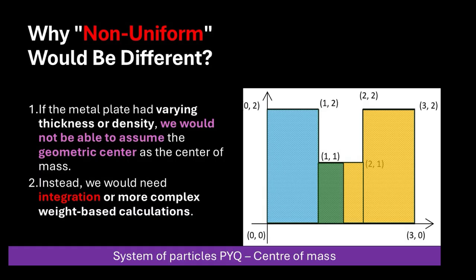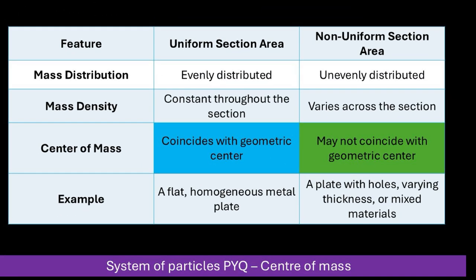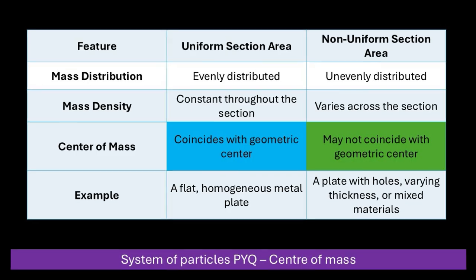But if the given plate is not of uniform density, we would need integration or even more complex weight-based calculations to determine the exact center of mass. As in this figure, where if you see, the center of mass is not equal to the geometric center because there is no uniform distribution. Why? Because what I was trying to represent here, I think it won't be clear from this diagram. Maybe that will be clear from the next diagram. Okay, I'll come to the diagram in a while.